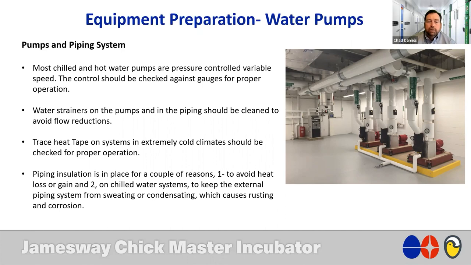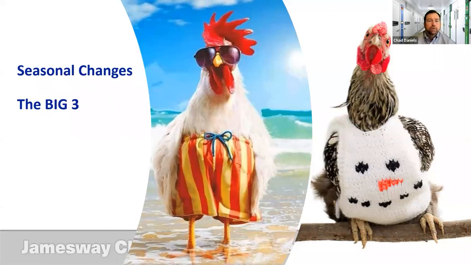So all too often I see chilled water systems in hatcheries that are put in with black pipe. The water's not treated internally, and then externally the insulation is off in several places, and you'll find systems that are less than 10 years old that are deteriorated to the point of needing to be replaced because, simply put, we didn't treat the water or we didn't keep the insulation on the exterior of the pipe. So it's very critical at seasonal change to check that.